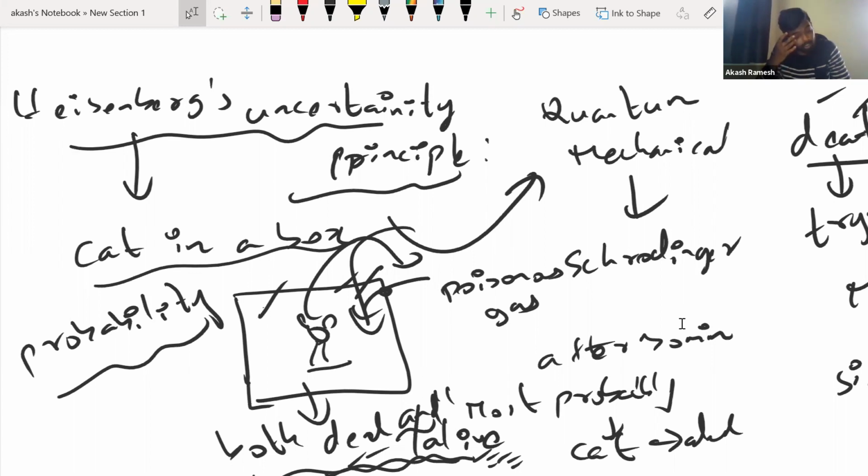No two conjugate quantities can be measured simultaneously with 100% accuracy. So the entire statement goes like this: no two conjugate quantities can be measured simultaneously with 100% accuracy. Right? So if there are two conjugate quantities, it is not possible for us to measure them simultaneously without any error. That's what it means.